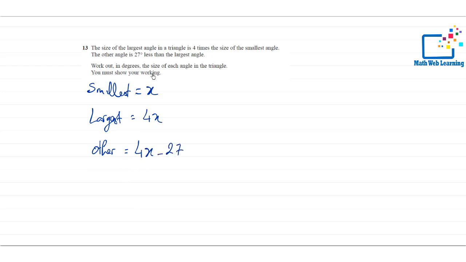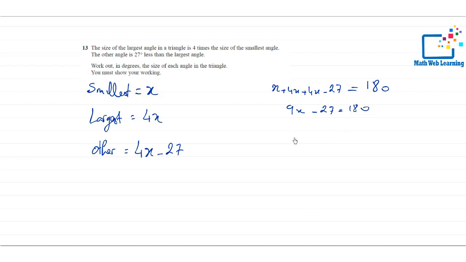We need to work out in degrees the size of each angle in the triangle. So first we need to work out what is x. In order to do that, we do a bit of algebra, like I said. So we do x plus 4x plus 4x minus 27. They all add up to 180. So now we've got 9x here minus 27 is equal to 180.